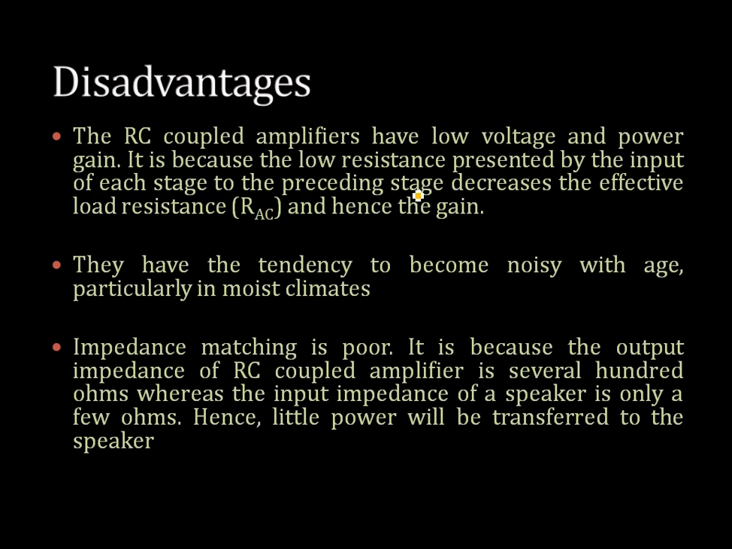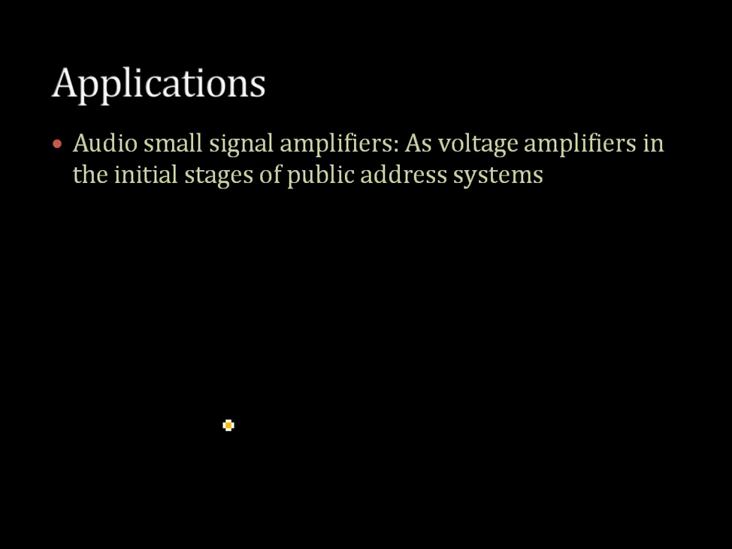Now, what are the disadvantages? They have low voltage gain, as the input of each stage loads the preceding stage, which decreases the effective load resistance RAC and therefore gives lower gain. They have a tendency to become noisy with age, particularly in moist climates, and impedance matching is poor because the output impedance of an RC coupled amplifier is several hundred ohms, whereas the input impedance of a speaker is only a few ohms, hence little power will be transferred to the speaker. So there you need some other impedance matching circuits in between. Now the application is as a voltage gain amplifier in the initial stages of public address systems.